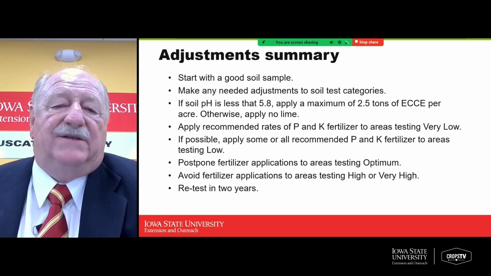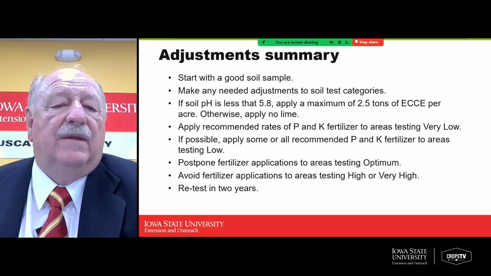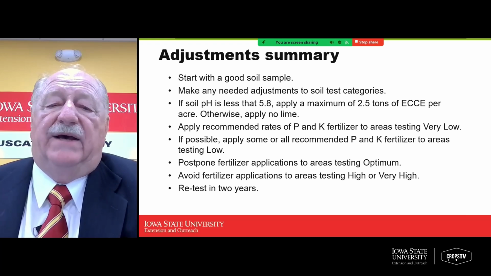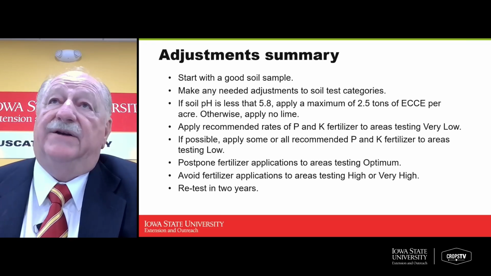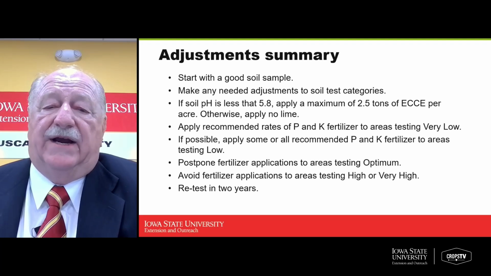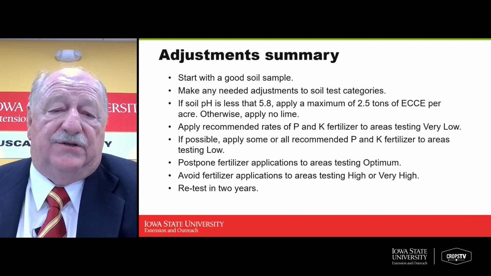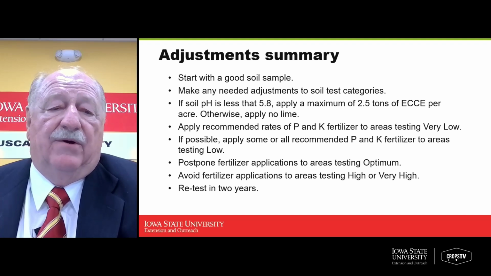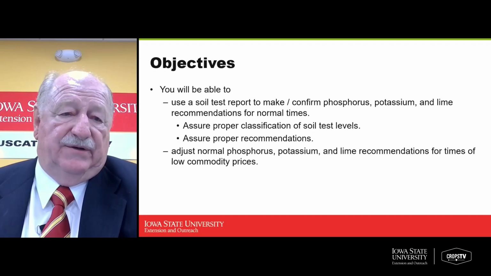Apply recommended rates of phosphorus and potassium fertilizers to areas testing very low. If possible, apply some or all recommended phosphorus and potassium fertilizers to areas testing low. Postpone fertilizer applications to areas testing optimum, and avoid making applications to areas that are testing high or very high, and again, retest in 2 years here.